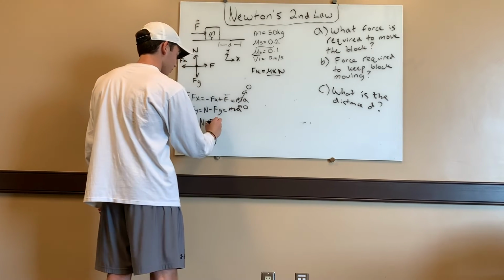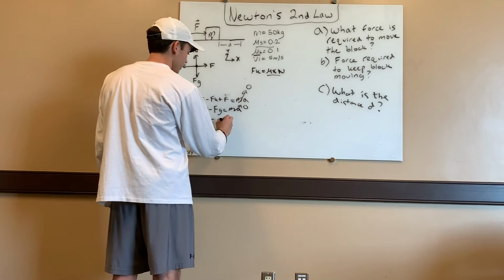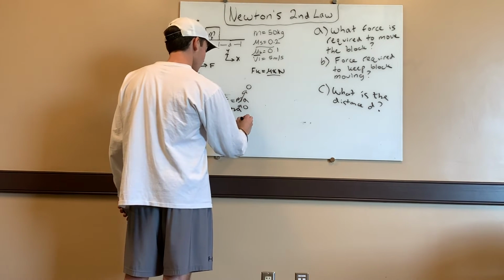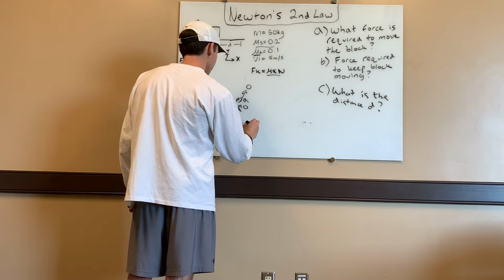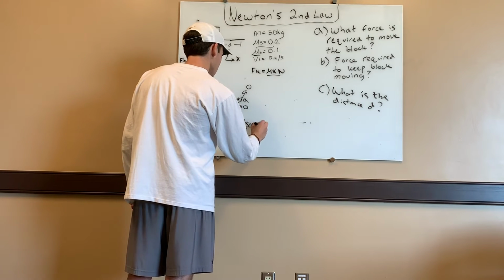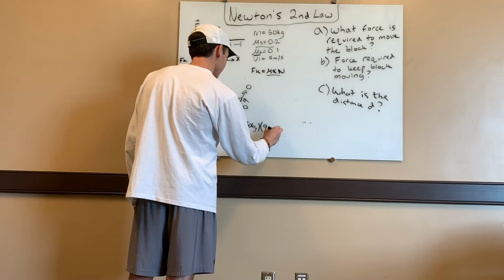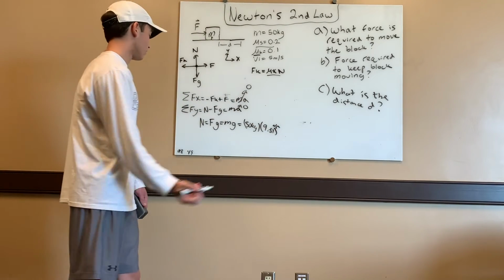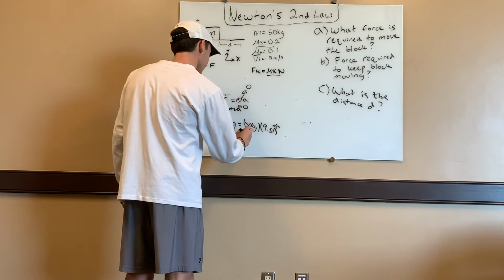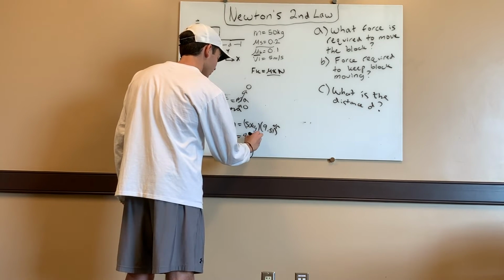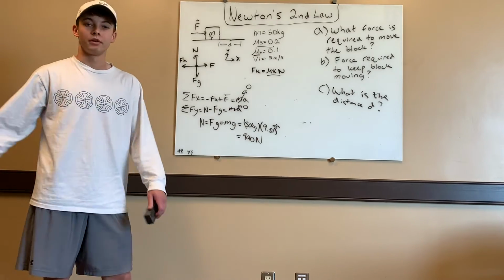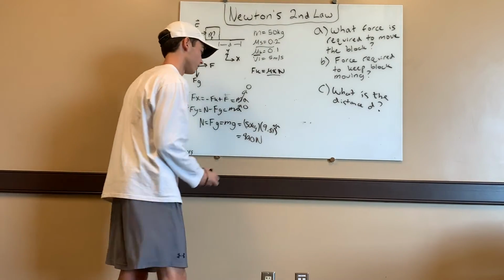N equals the force of gravity, which is equal to mass times gravity. So our mass is 50 kilograms, multiplied by 9.81 meters per second squared. So what does this give us? This gives us 490 newtons. Again, it's the same normal force as the first example, because nothing's really changing in that sense.